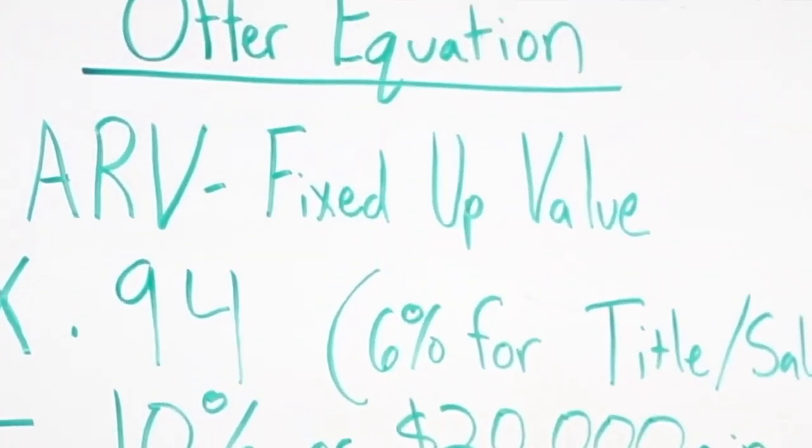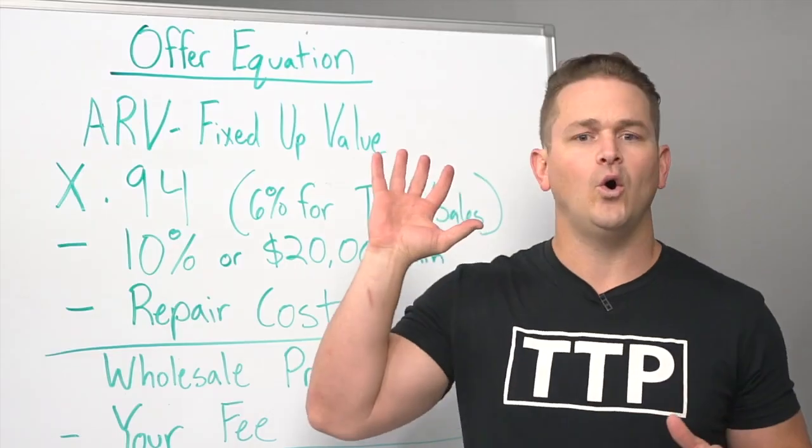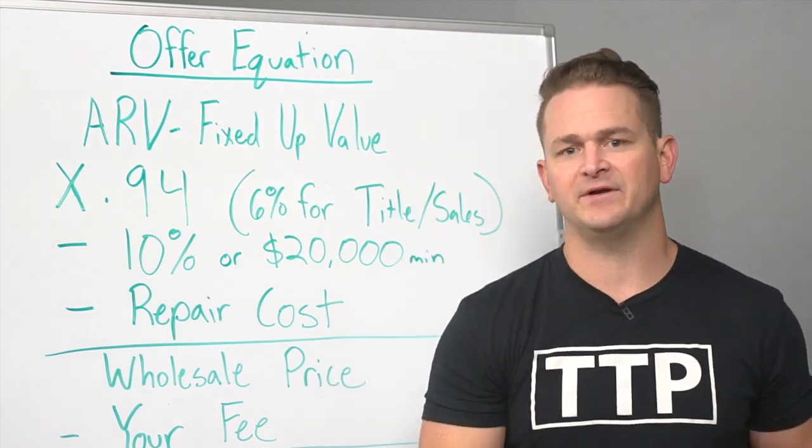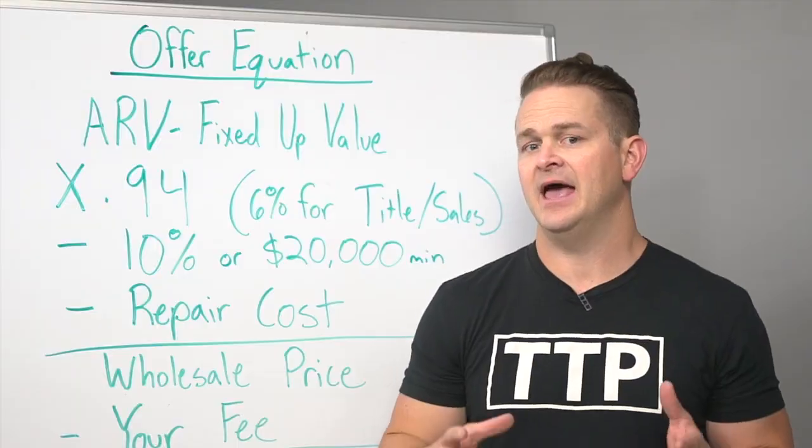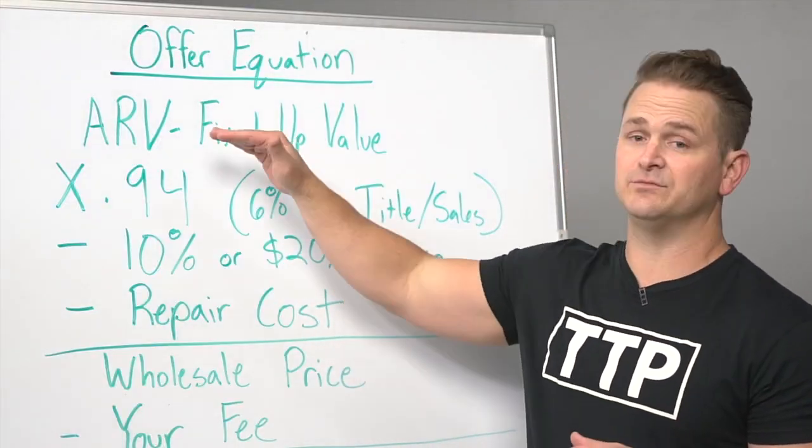Now, the first thing you need to understand is the fixed up value of these properties. Now, that's a whole different training. That's a whole different video. There is a ton of it on this channel, so definitely check out how to find the ARV. So let's just assume you know how to do that.